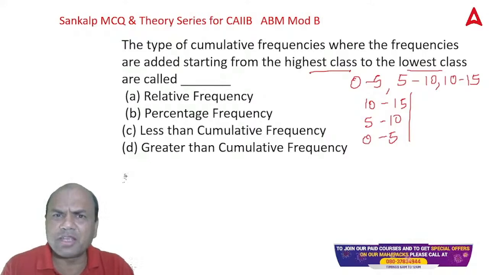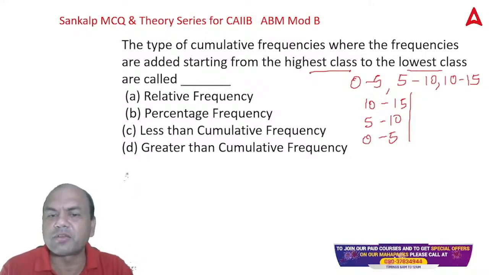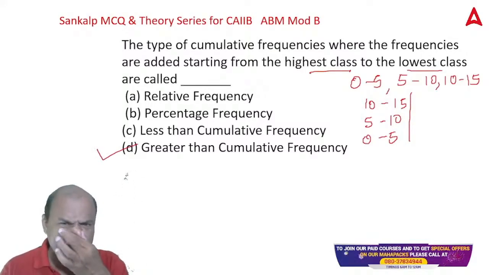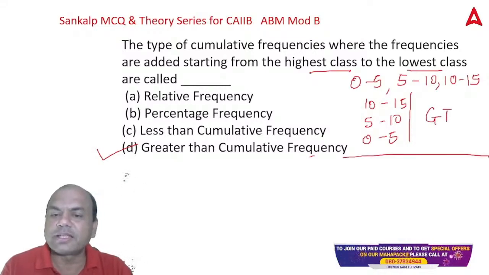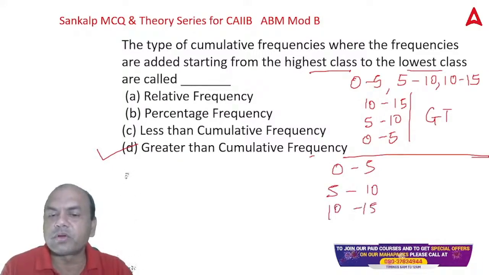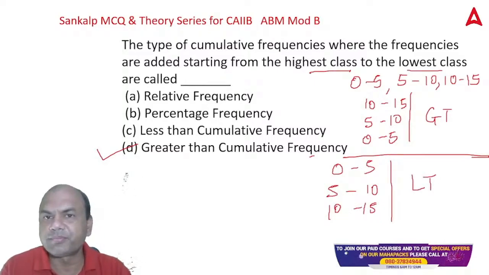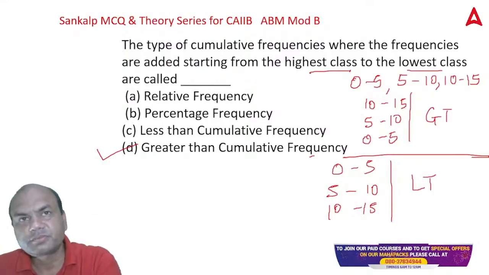The name itself is enough. Where is it starting from? It is starting from the highest one, so that's why it is greater than. If you arrange it this way, this is greater than, GT, I'll write it over here. And if I arrange it like this, 0 to 5, 5 to 10, 10 to 15, then I get less than, LT. Got it clear?